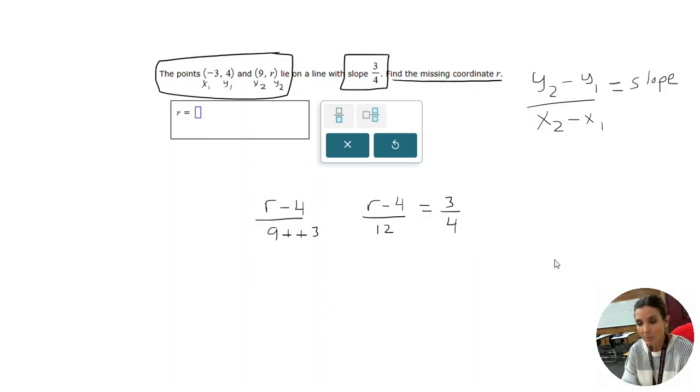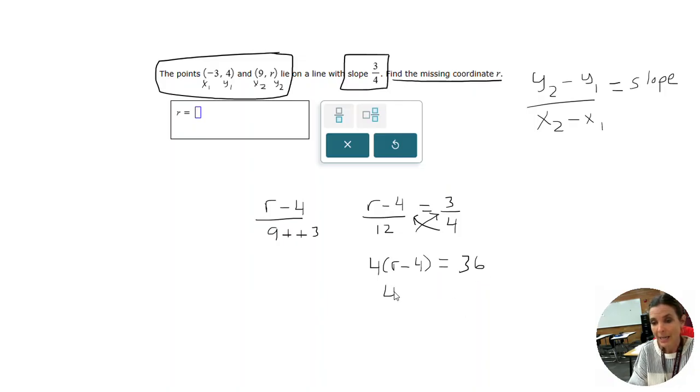So now at this point, what we have is a proportion. We have 2 fractions equal to each other, and in math, whenever you have a proportion, the way that you solve that is to cross multiply. Okay, so the way that this works is I'm going to do 4 times the r minus 4 equal to 12 times the 3, which is 36, and then I just need to solve this equation for my r.